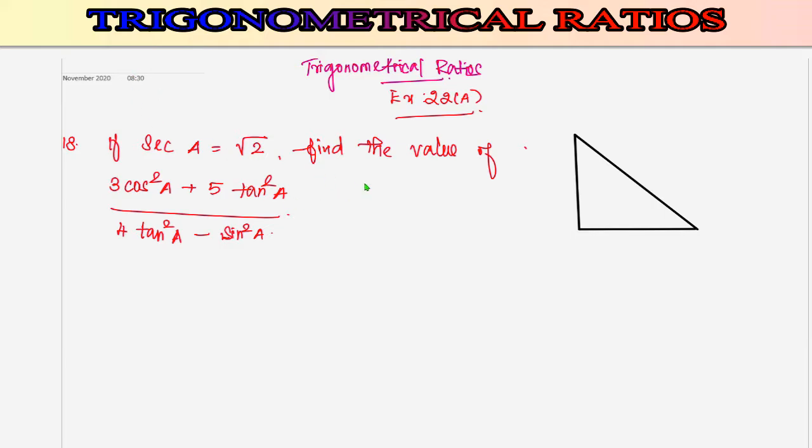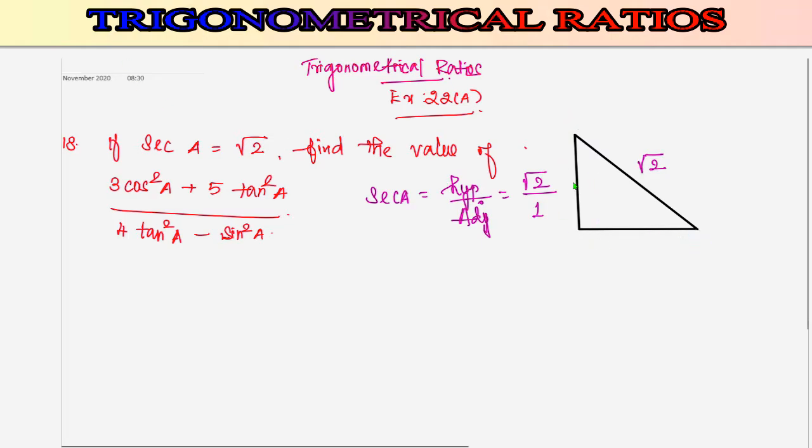Now here we know very well secant A is equal to the formula hypotenuse side divided by adjacent side. Hypotenuse side we have here a root 2. We don't have the denominator, you can consider 1 as a denominator. Before taking the sides, you have to mention the vertices of the triangle. This is A, B and this is C.